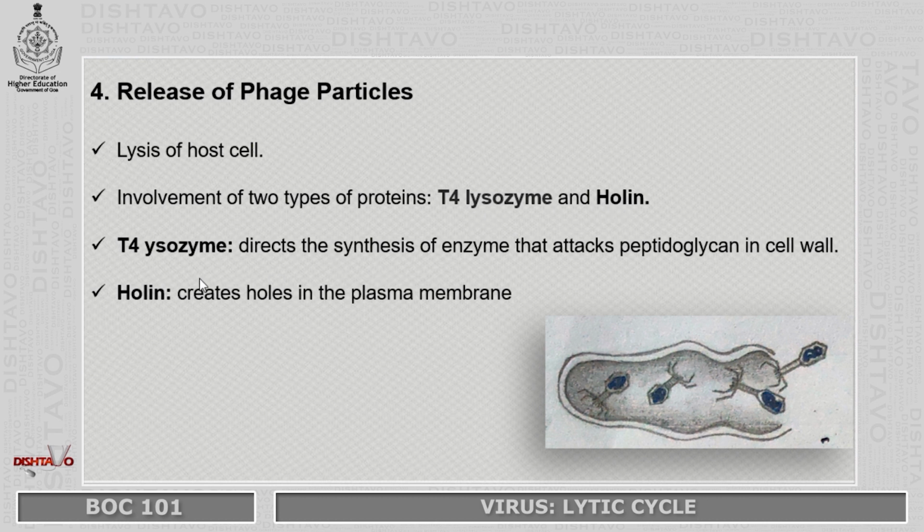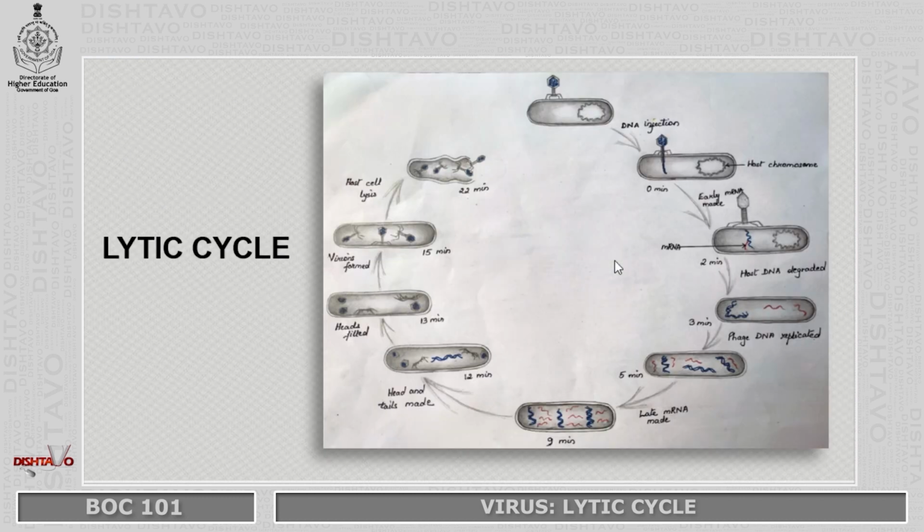The T4 lysozyme is going to destroy the peptidoglycan, that is the wall layer, and then you have the Holin which creates a hole in the plasma membrane, therefore allowing the lysozyme to move smoothly towards the cell wall and disrupt it so that the bacteriophages are released.